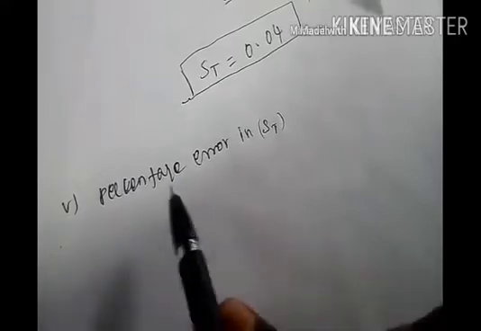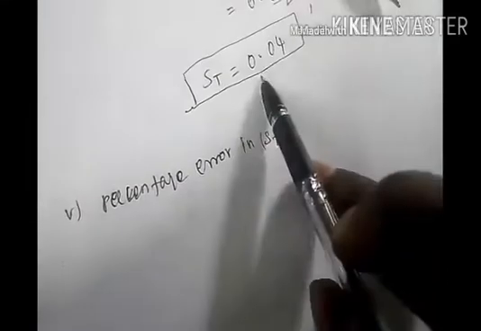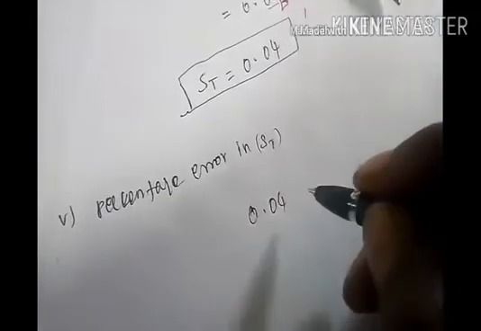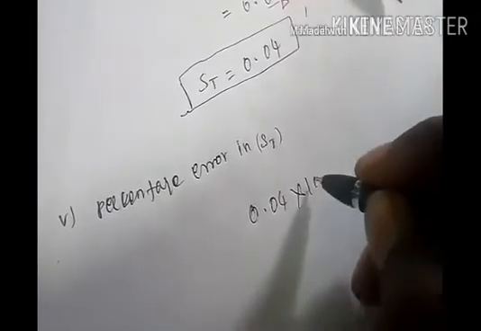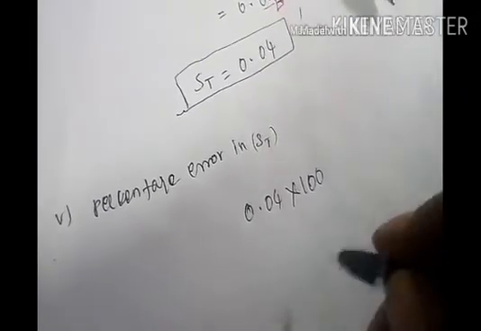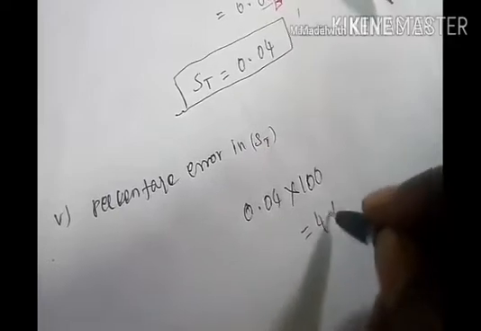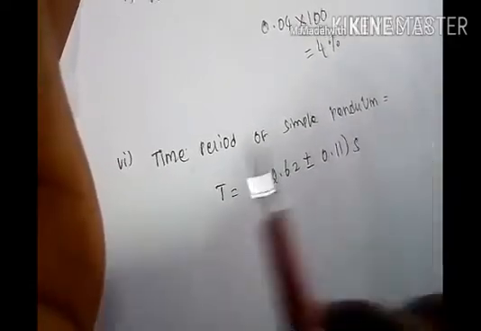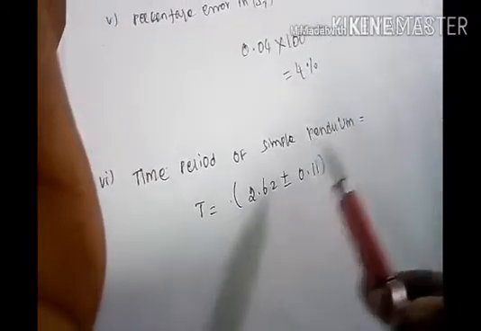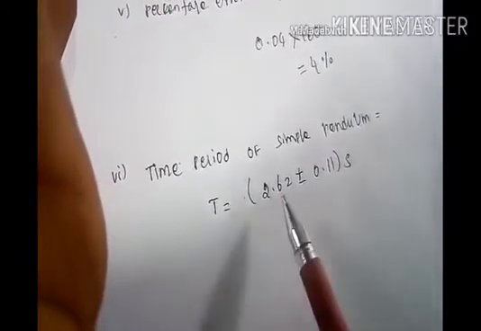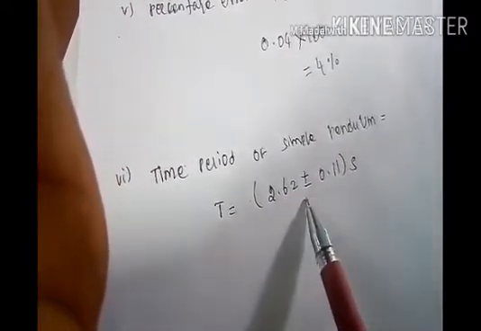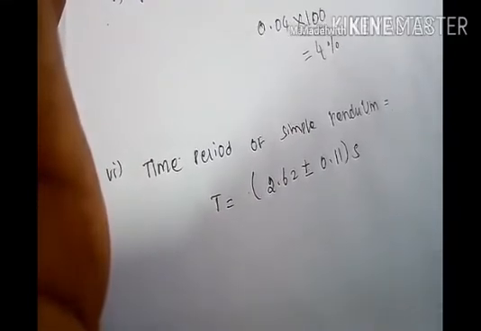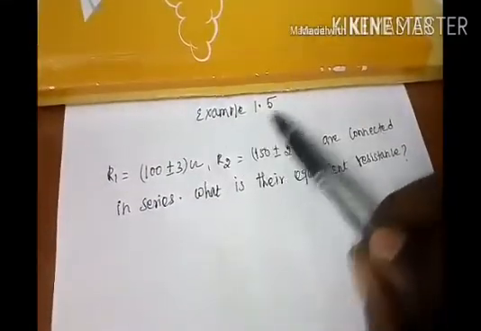Next you will find out the percentage error in ST. Here the ST value is 0.04. Percentage means you just have to multiply it by 100, so the value is 4 percent. Next you will find out the proper form. The proper form of the time period of the simple pendulum is T equal to 2.62 plus or minus 0.11 second. Thank you.